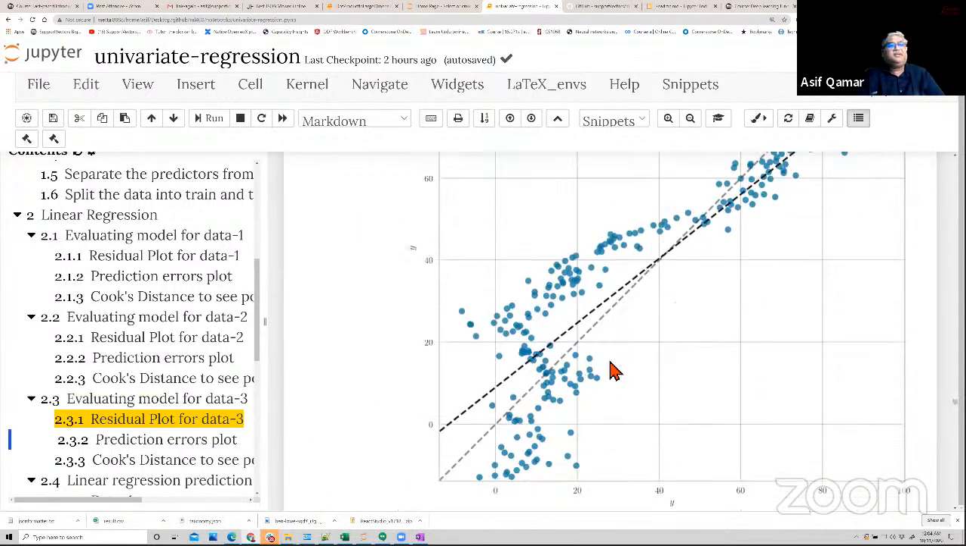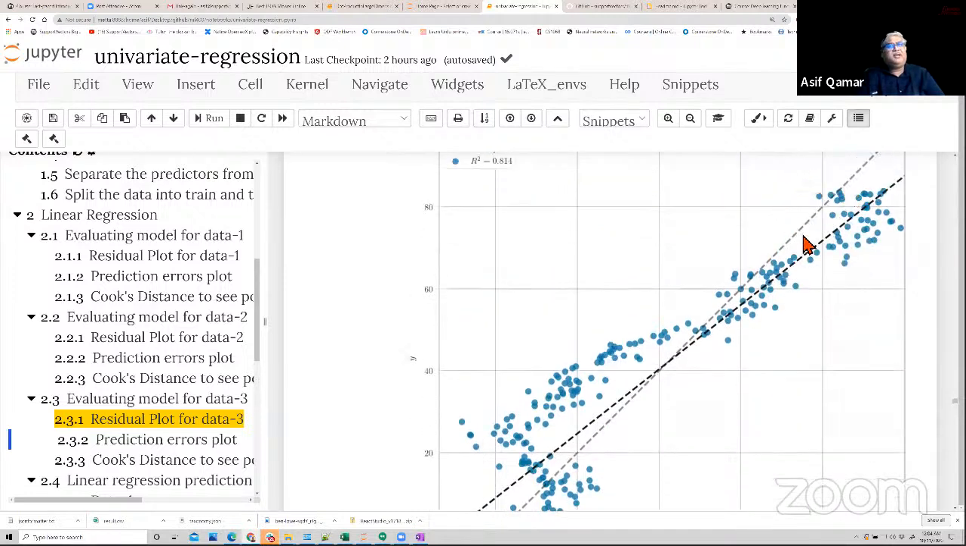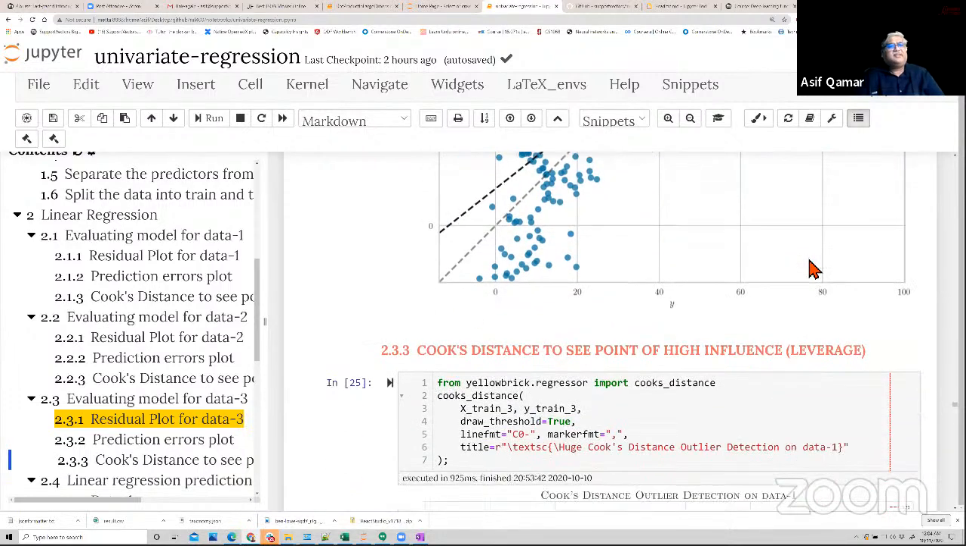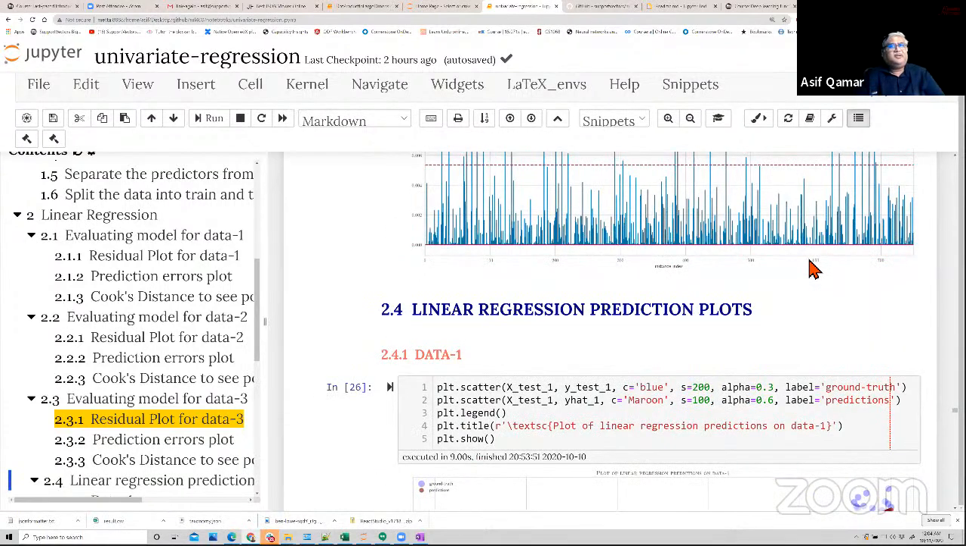So this is a prediction plot. It seems to be doing pretty well in some areas and badly in others. It's not really hugging the 45-degree axis. So that's that. Forget the Cook's distance for data set 3.